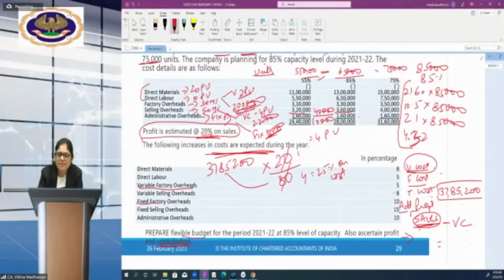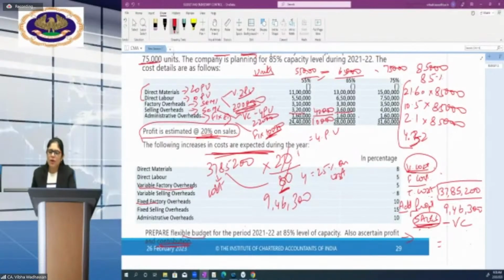How? Because this is the cost, and cost in this question will be 20% less than the sales. So that means if sales is 100, cost has to be 80. So 20 by 80, the profit should be 9,46,300. 9,46,300 should be the profit. You add the profit to the cost, you will get the sales. Clear? So this is how we do it.